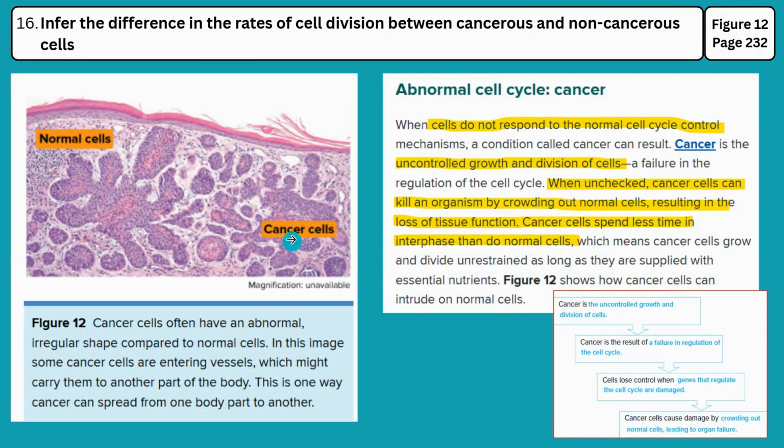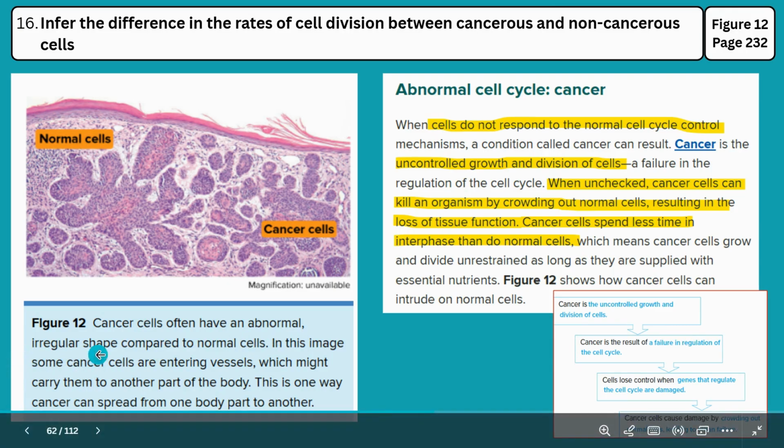Now we come to question number 60. Here you have to talk about cancerous and non-cancerous cells. What do you know about cancerous cells and non-cancerous cells? So this is a figure. This is a normal cell, and these are cancer cells. They're dividing so much. Cancer cells often have an abnormal, irregular shape compared to normal cells. See the shape here. In this image, some cancer cells are entering vessels which might carry them to another part of the body. See, they are entering here. They can take them to other parts of the body. This is one way cancer can spread from one body part to another.